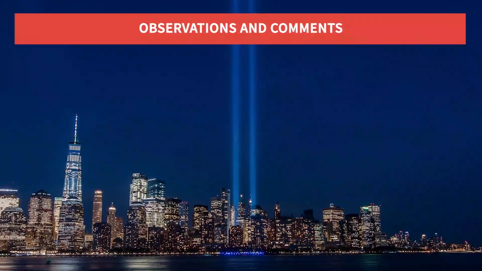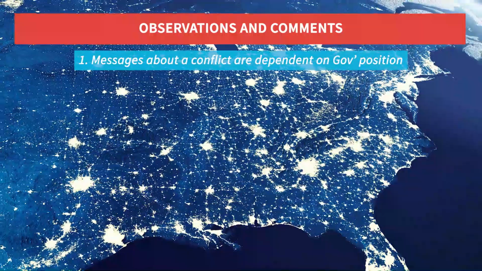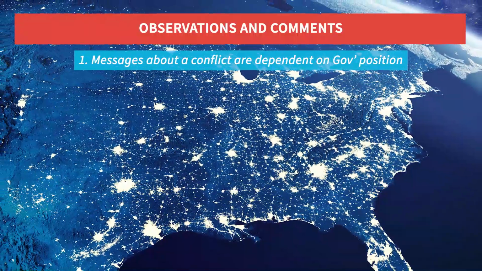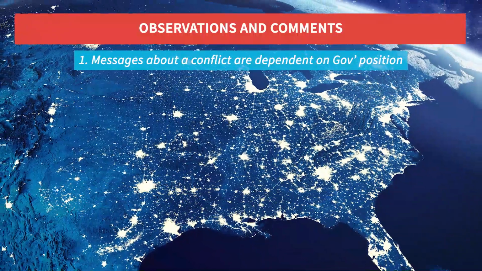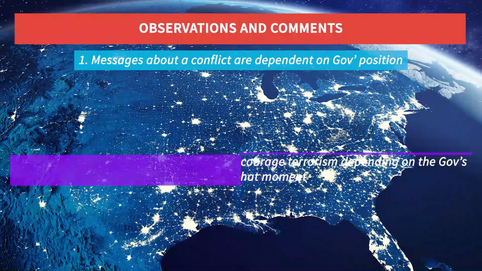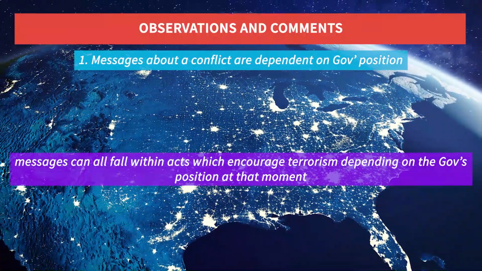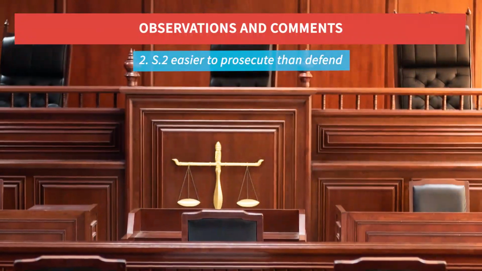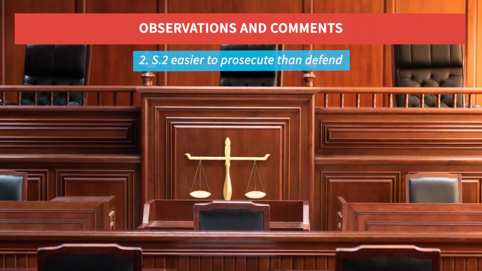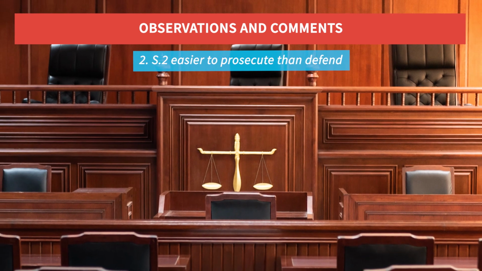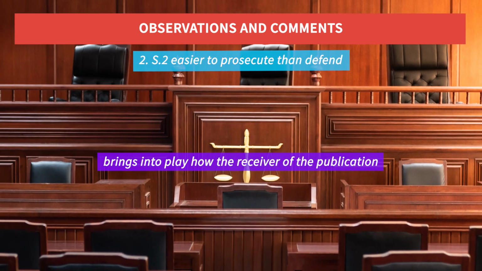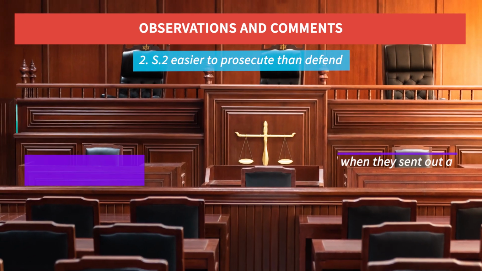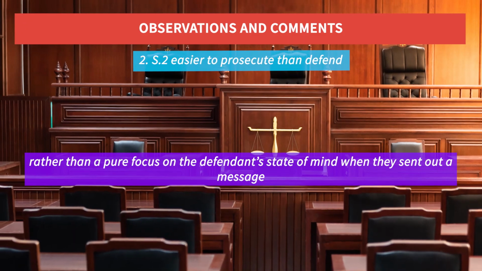3 observations and comments are made about Section 2. Legally, terrorism is a contentious concept, especially when dealing with foreign affairs and unresolved conflicts, and therefore publications, that is tweets, WhatsApp, Facebook, Signal messages, can all fall within acts which encourage terrorism depending on the government's position at that moment. Secondly, the way Section 2 has been written makes it easy to prosecute and causes problems for defence who wish to defend their actions, because it brings into play how the receiver of the publication, whether they understood what has been sent to them or not, rather than a pure focus on the defendant's state of mind when they sent out a message.